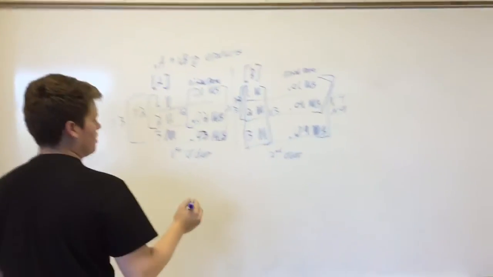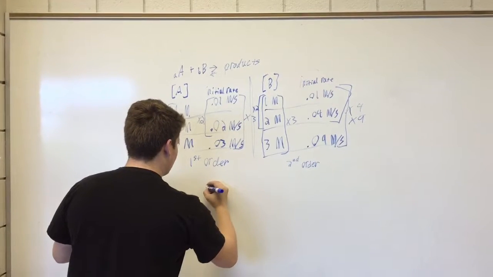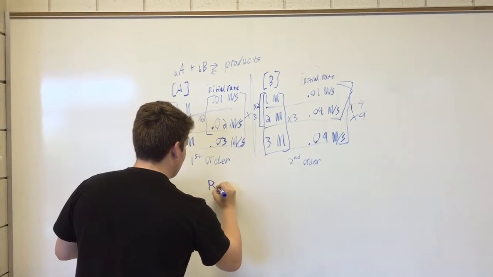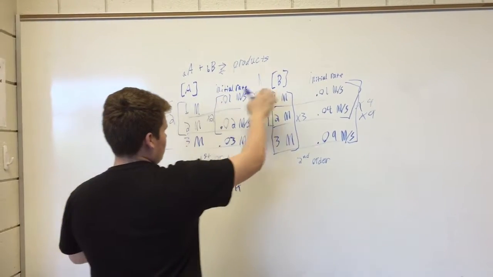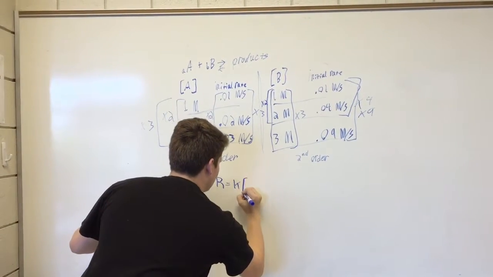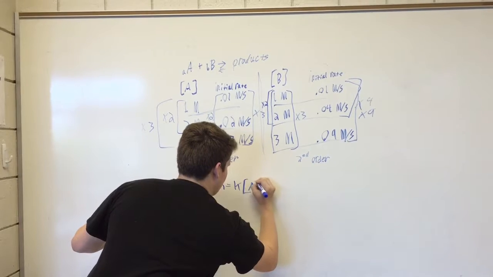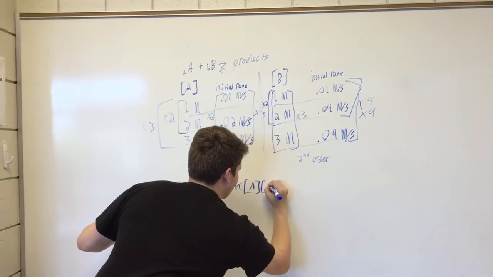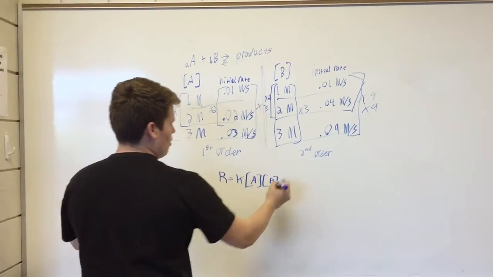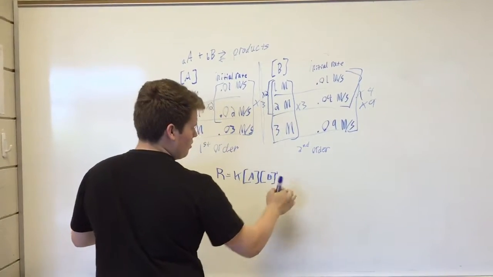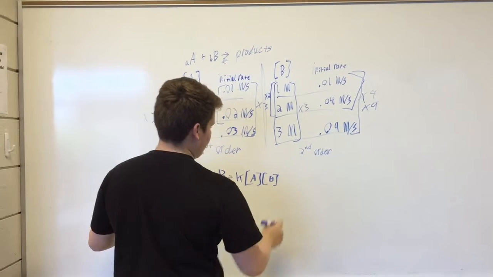So now when you're looking at the actual rate law equation, it's always going to be R equals K, and then you're going to want to plug in each reactant. So you're going to have the concentration of A times the concentration of B, but since B is second order, you're going to put a square, and if it was third order, you would put a 3, and so on.